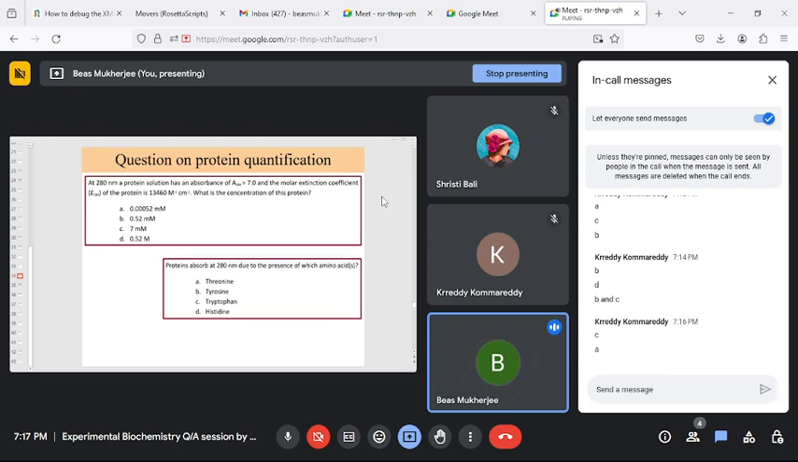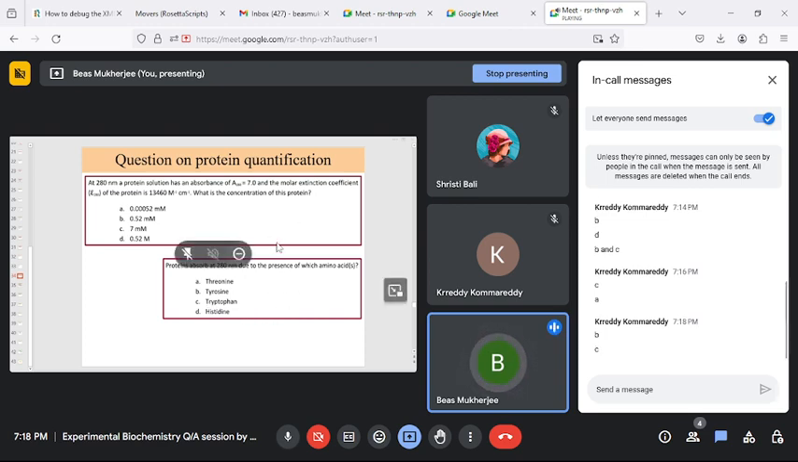It is going to be there. At least one question on Beer-Lambert's law is going to be there in your exams. So please practice all these questions. Practice the more difficult questions if possible. This is still a very simple question. Okay, so you're saying it's B. What about the next one?